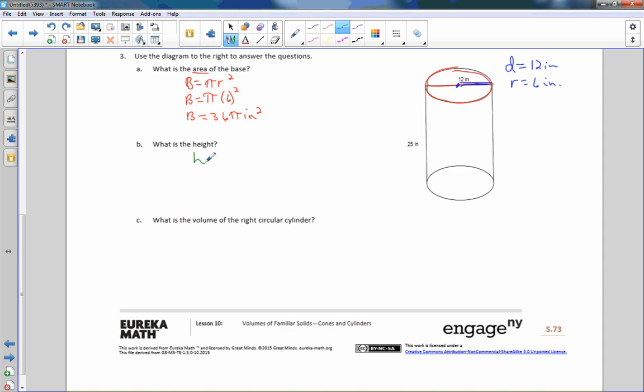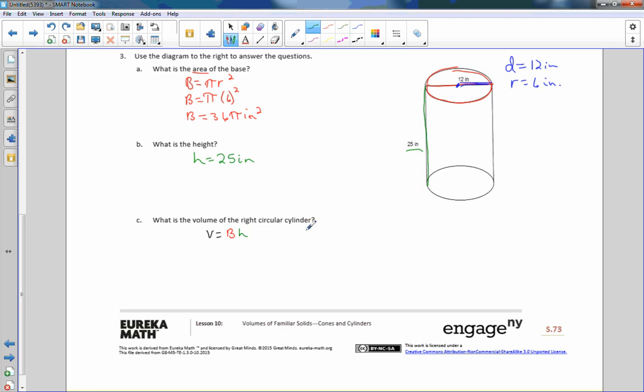The height H equals, the height is this side here, its length is 25 inches, so I would put 25 inches. The volume of the cylinder is the base times the height.